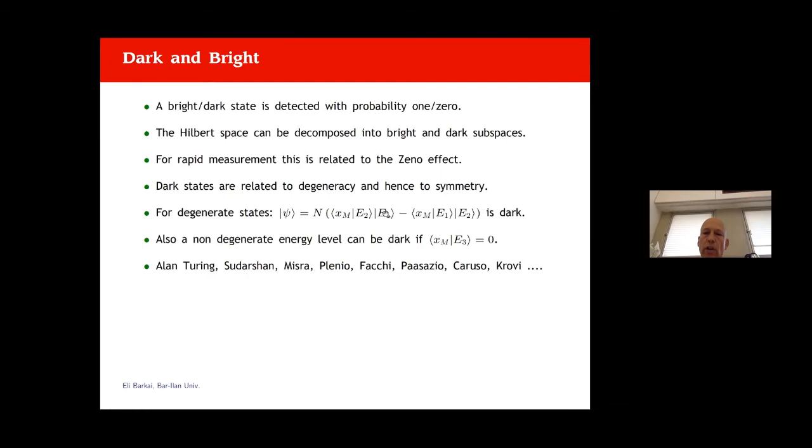And this is related, of course, to the symmetry that we saw before. In principle, also a non-degenerate energy level can be dark if this energy level has zero overlap with x_m, the detection site. Then if you start in this state, of course you'll never detect it.